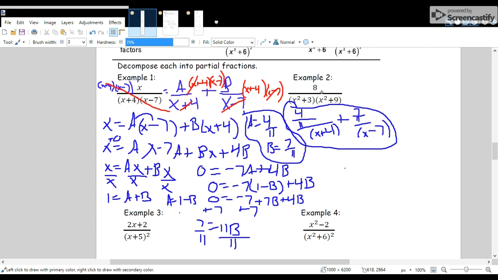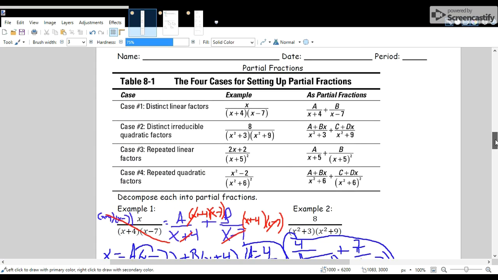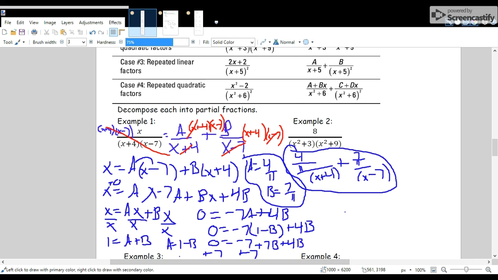Okay, now let's look at example 2. We have 8 over x squared plus 3 times x squared plus 9. That's going to be case 2, distinct irreducible quadratic factors.